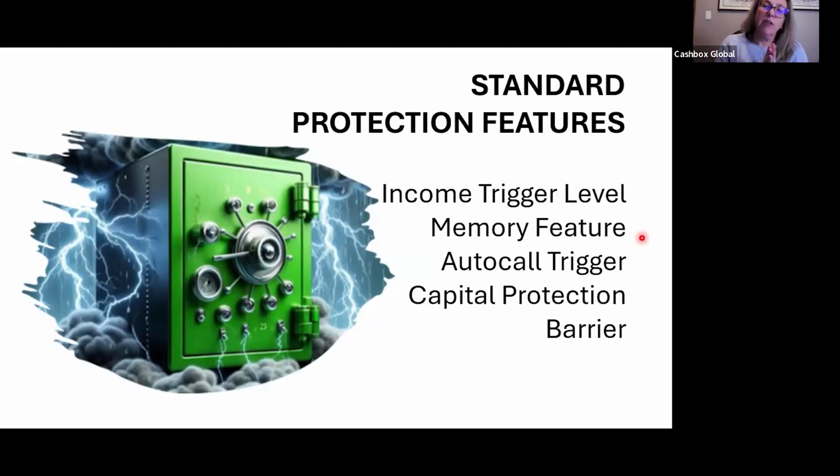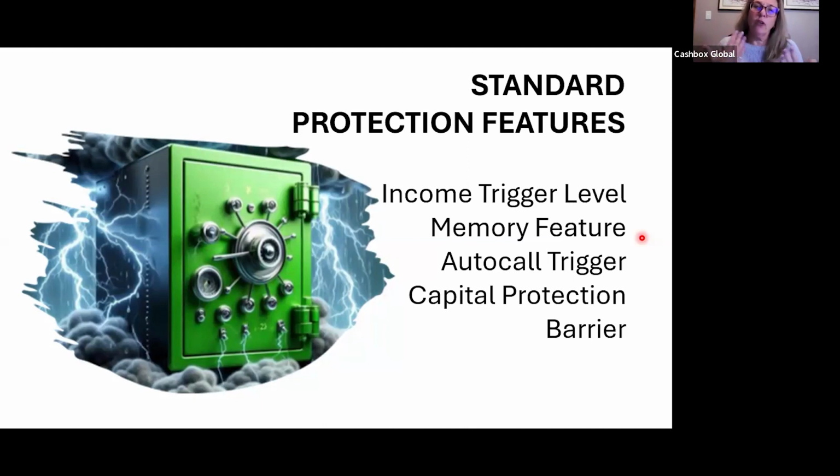So thanks, Andrew. I've got two quick slides that I'm going to run through: the standard protection features that many of you have seen and experienced, and then the ones that we've actually added with the specific objective of protecting capital.